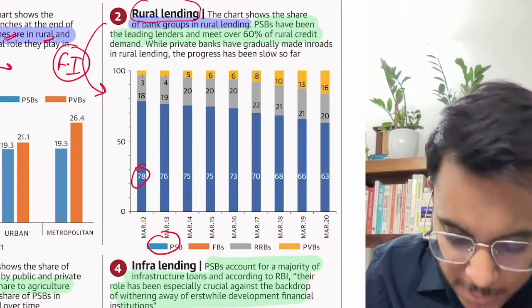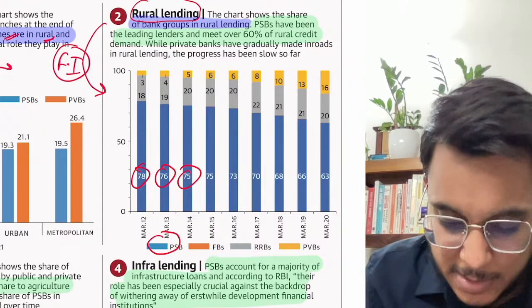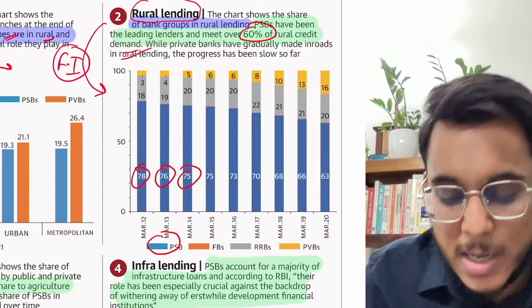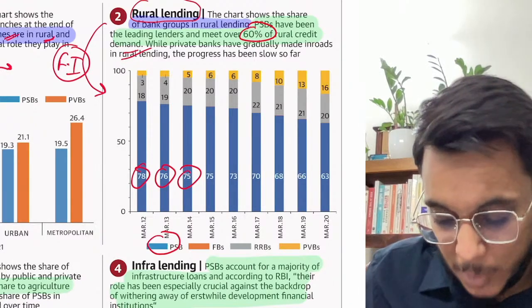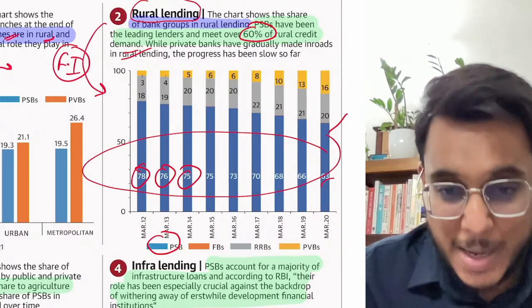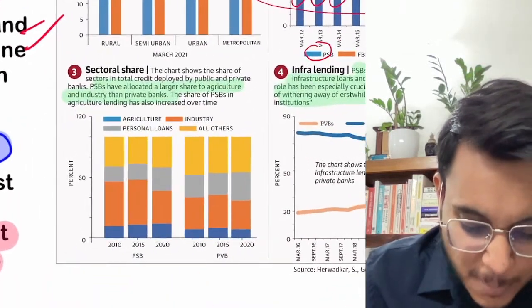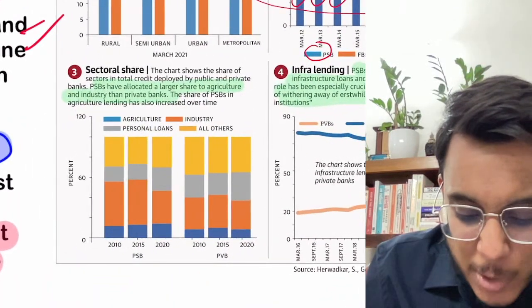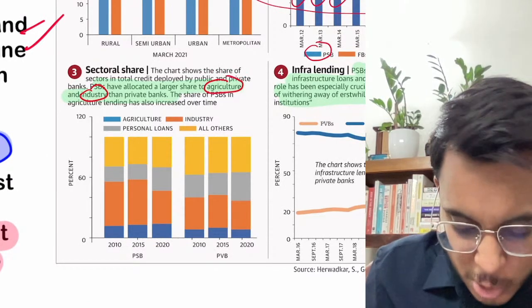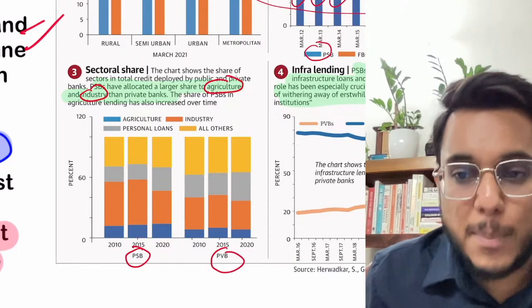So 78%, 76%, 75%. 60% of the rural credit demand is being met by the public sector lenders. At all times, these blue ones are the public sector banks. Then, public sector banks have allocated more money to the agriculture sector as well as to the industry sector. So guys, these are the public sector banks and these are the private banks.